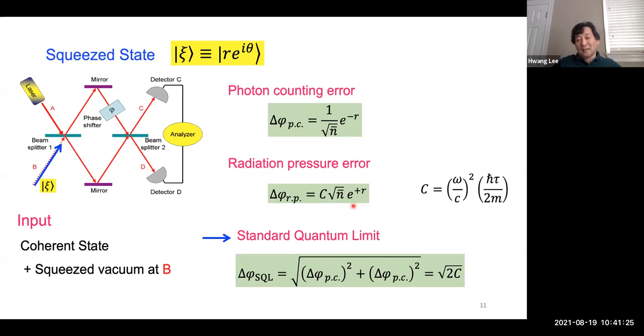So there is a balancing of these two. You should optimize this to make the overall error smallest. That's called the standard quantum limit. That standard quantum limit is the minimum of this. This is called the photon counting error. And sorry, this is a typo, it's the radiation pressure error. You optimize that to make this whole value minimum.